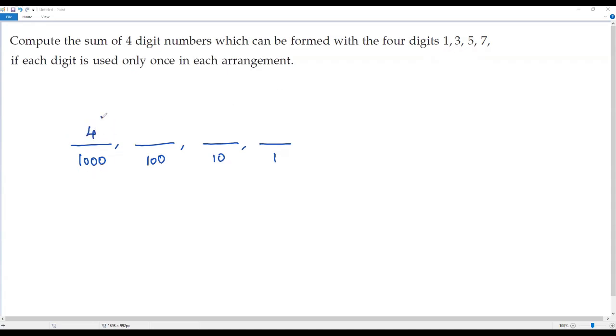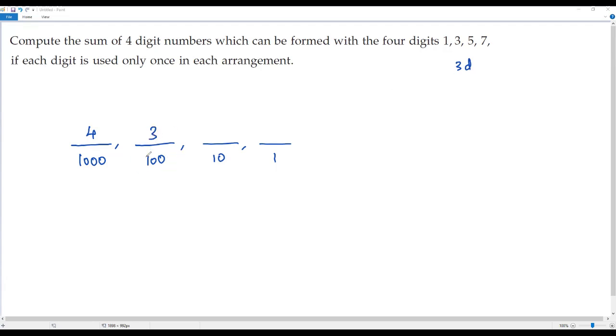Even though we have 4 options for thousands place, this blank can be filled with only one of these 4 digits. Once this place is filled with one of these 4 digits, the same digit cannot be considered for the remaining places. Now, how many options do we have for hundreds place? We have only 3 digits, because one of these 4 digits is used over here. So now we are left with 3 digits. That is, we have 3 options for hundreds place.